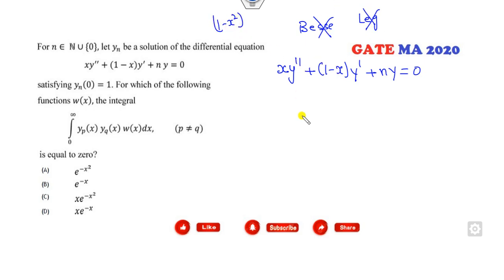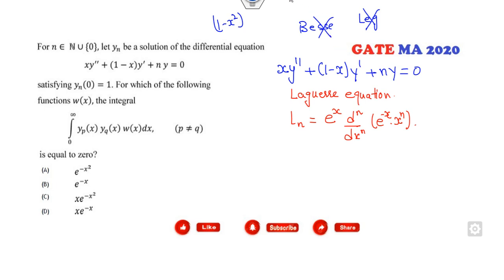So do you remember what kind of function is here? This equation is called the Laguerre equation. Fine. And the solution is denoted by Ln, and it comes to be e raised to power x, nth derivative of e raised to power minus x into x raised to power n. This is the solution of this.